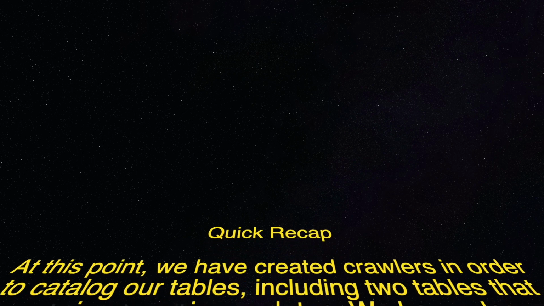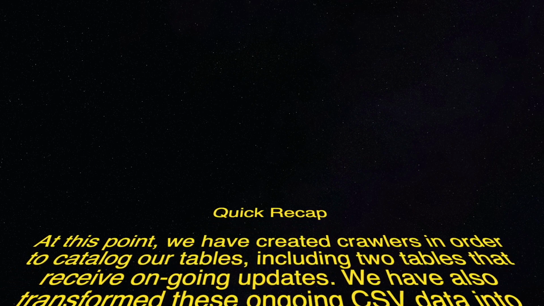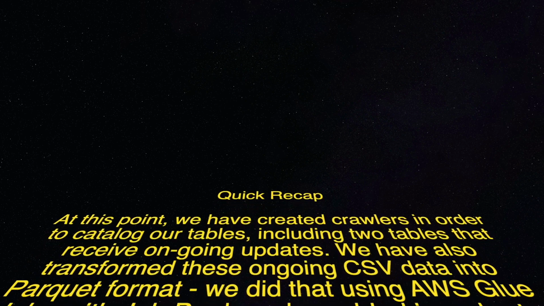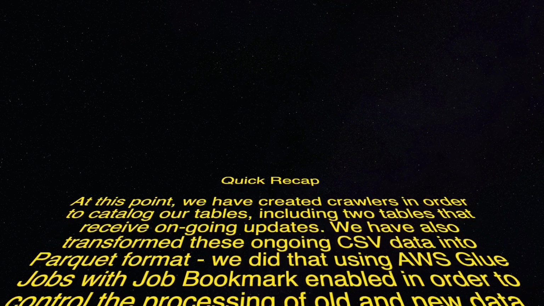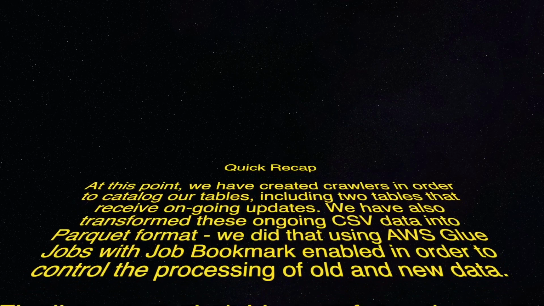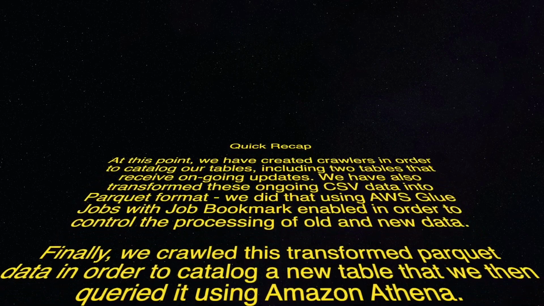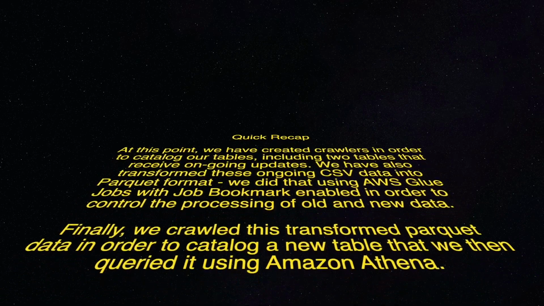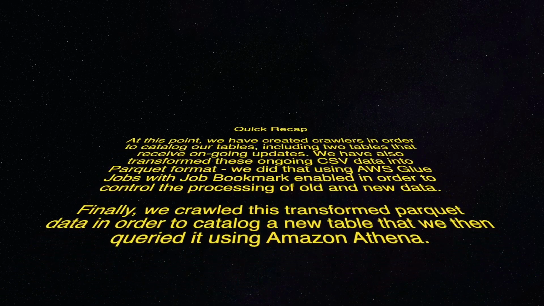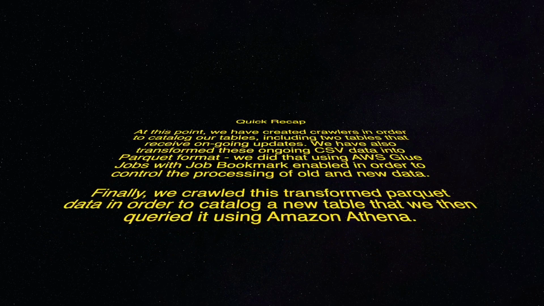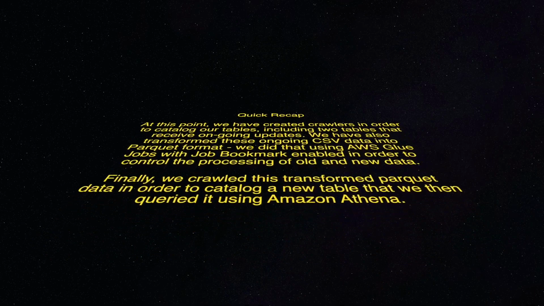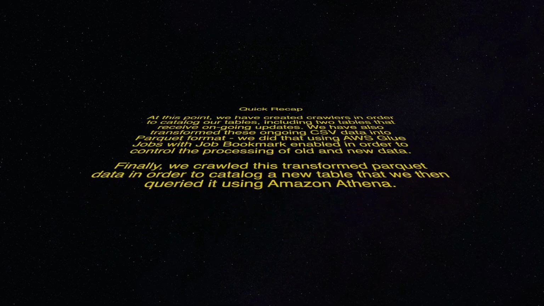Quick recap. At this point, we have created crawlers in order to catalog our tables, including 2 tables that receive ongoing updates. We have also transformed this ongoing CSV data into Parquet format. We did that using AWS Glue Jobs with Job Bookmark enabled in order to control the processing of old and new data. Finally, we crawled this transformed Parquet data in order to catalog a new table that we then queried using Amazon Athena.